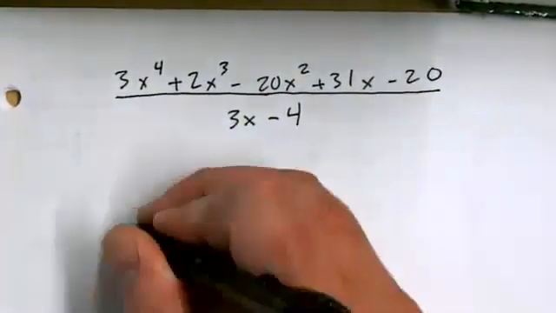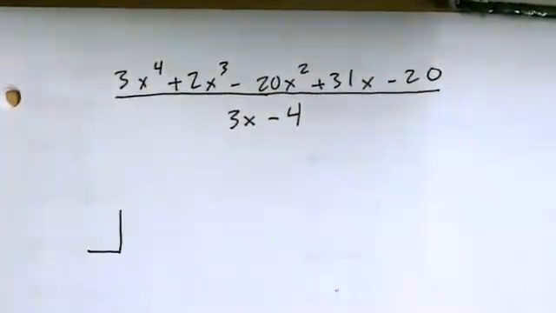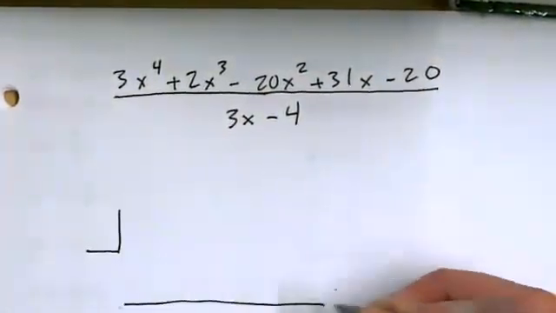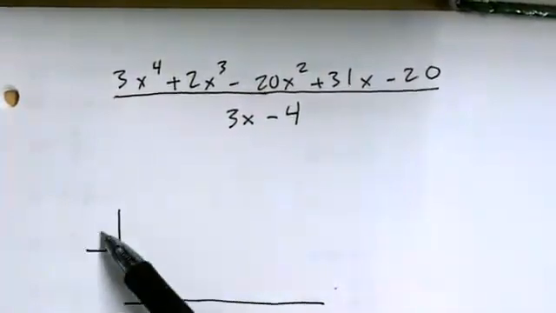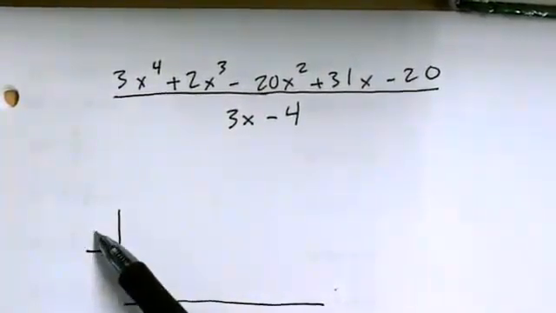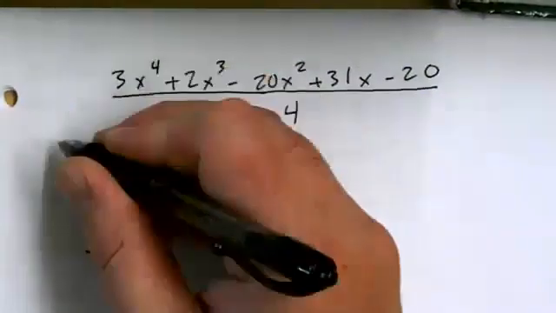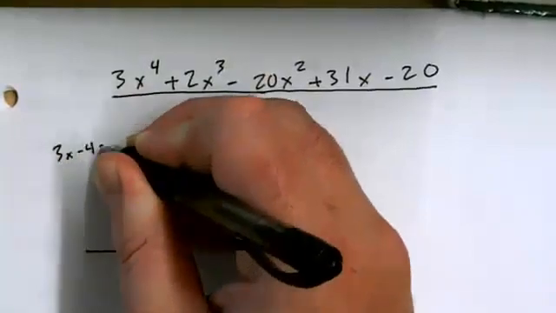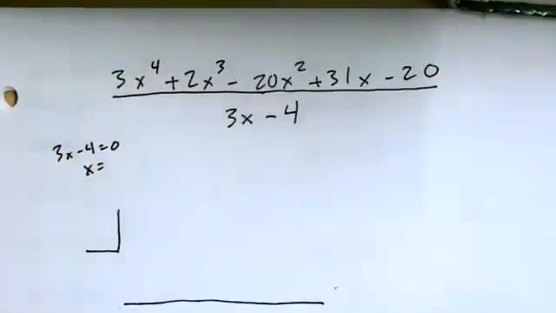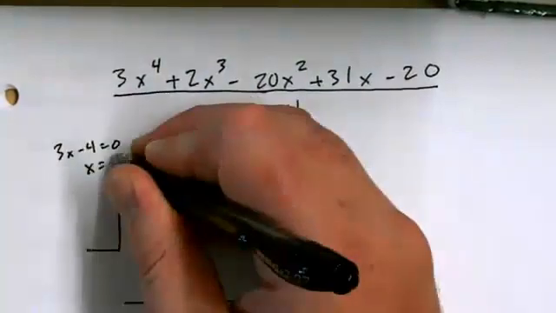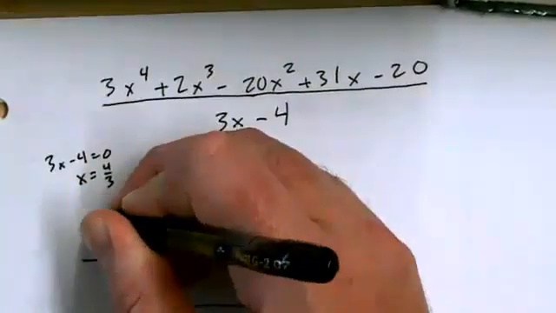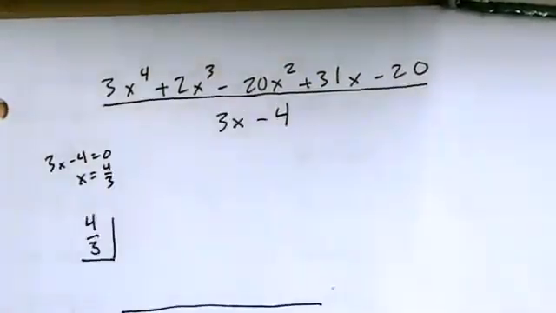When we find the number that goes in the little box here for our synthetic division, the number that goes in the little corner box, the way that we do that is we find the zero of the thing you're dividing by. So you set it equal to 0 and solve it. So if you had 3x minus 4 equal to 0, you would get x equals what? 4/3. So you would put 4/3 in that spot right there.